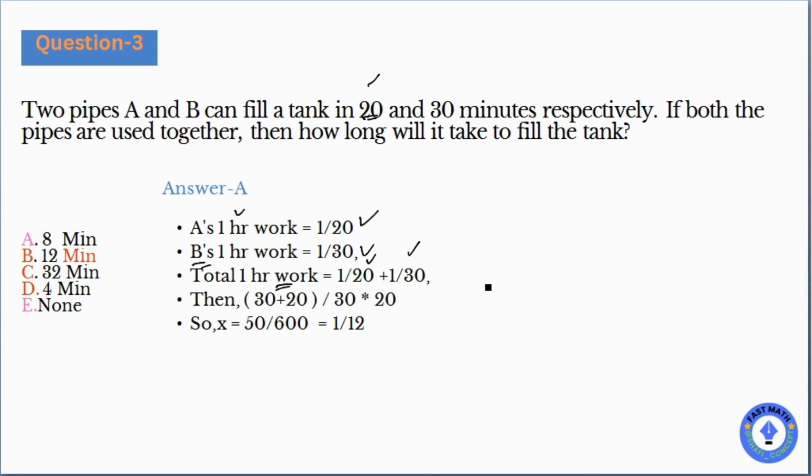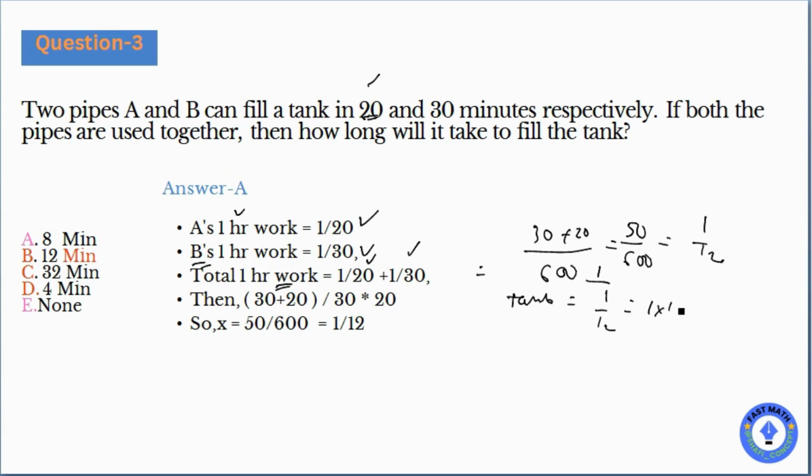The LCM is 600. The numerator becomes 30 plus 20, that is 50 by 600. This is 1 by 12. The total time to fill the tank is the reciprocal of this, 1 by 1 by 12, which is 1 into 12 by 1. The answer is 12.